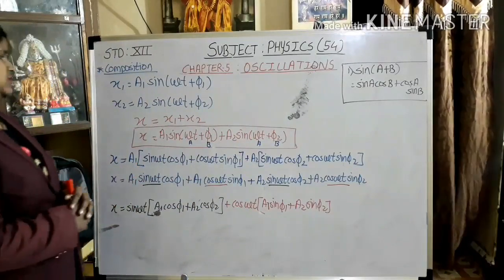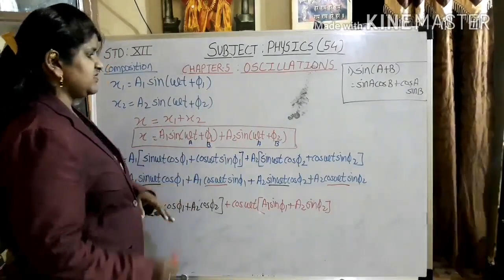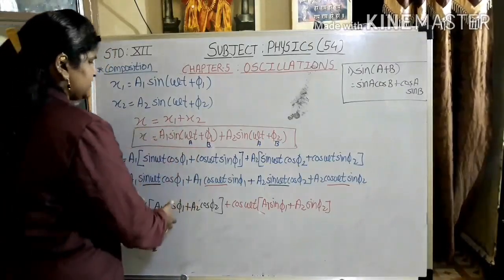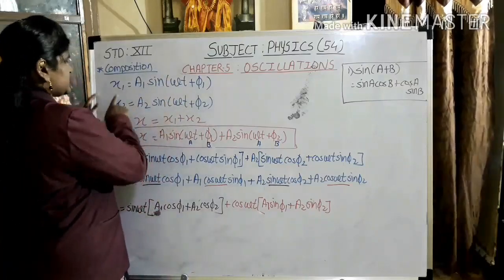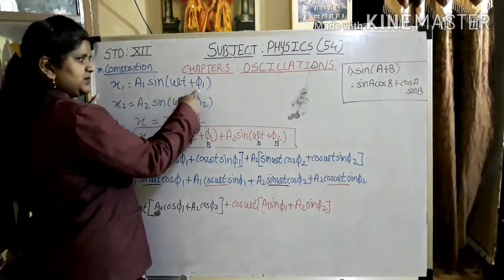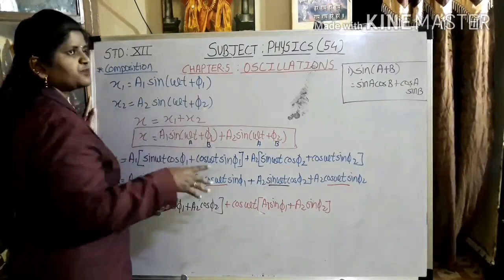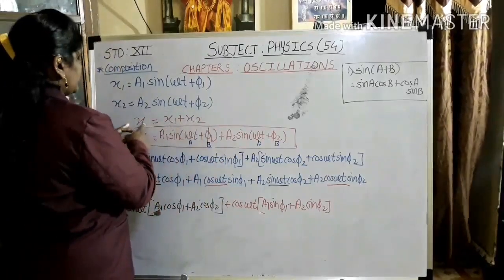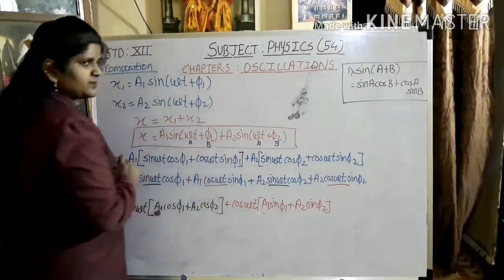Please look at the board once so that you will again come to know. Okay, so I will just explain all the steps again. First of all, we have considered two equations. X1 is equal to A1 sin(omega t plus phi 1). Second equation, x2 is A2 sin(omega t plus phi 2). Now we are going to add both the terms, so x is equal to x1 plus x2. So I have just added both the terms.